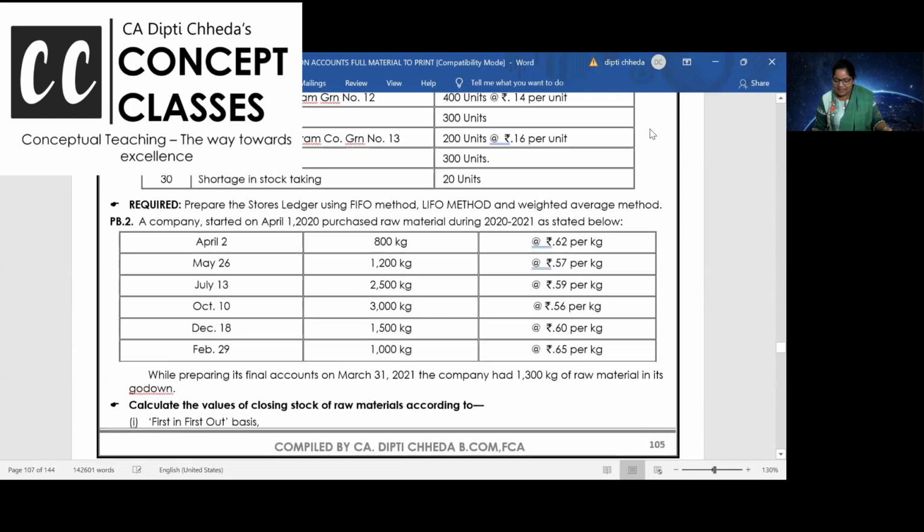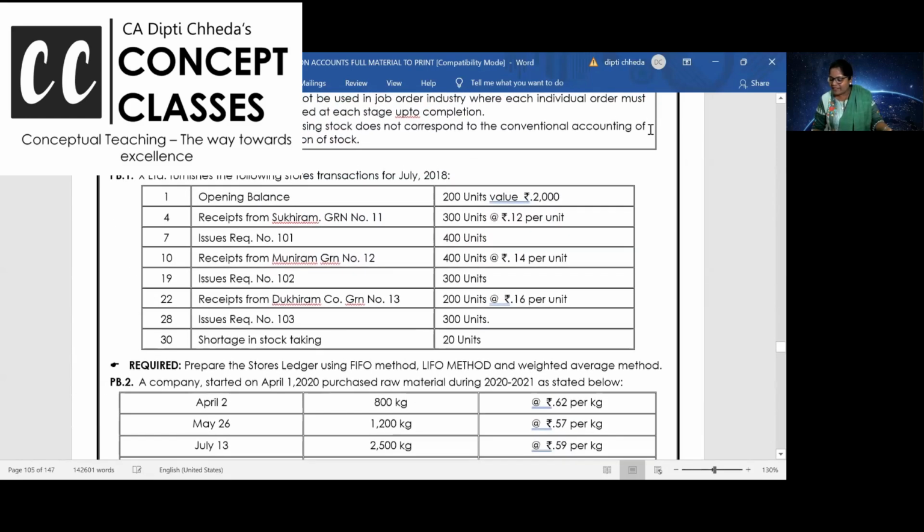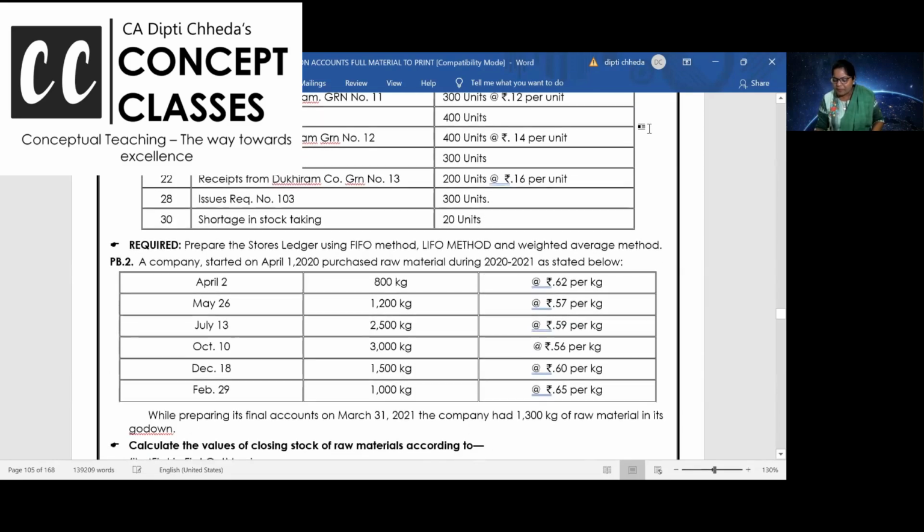The very first problem we have done yesterday by all the three methods. First in, first out means the stock which is coming first is going out first. So whatever is left in stock is latest. So in case of rising prices, it will be costly. Last in, first out is whatever is coming latest is going first. So we have old stock with us. And weighted average means whatever stock is coming at different prices, 10 rupees, 12 rupees, 14 rupees, total cost divided by total quantity you do. So all the three methods, I hope you all are clear.